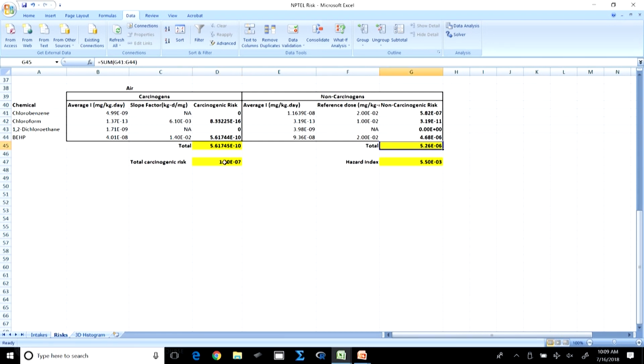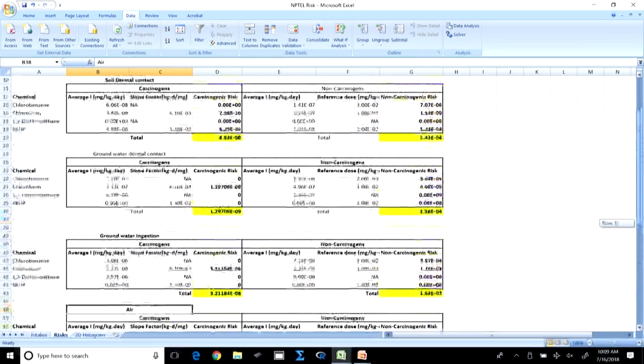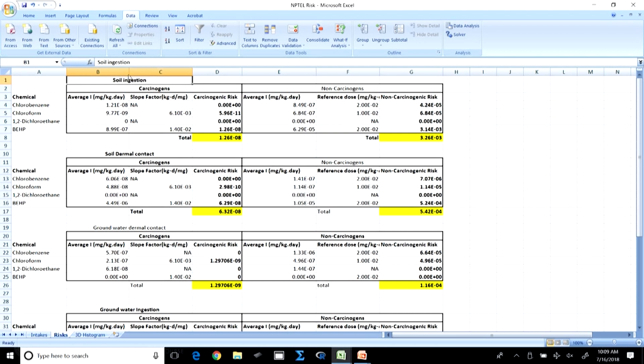Here, I should not have used the term hazard index, maybe hazard quotient at this stage. Hazard index typically looks at the sum of the hazard quotients for all the pathways. But here we are looking at only the air pathway, or maybe I do have it here. Yes, I do have it here. So for soil ingestion, again different cases. We have the risk associated with the carcinogenic risk for soil ingestion, and again for non-carcinogens.